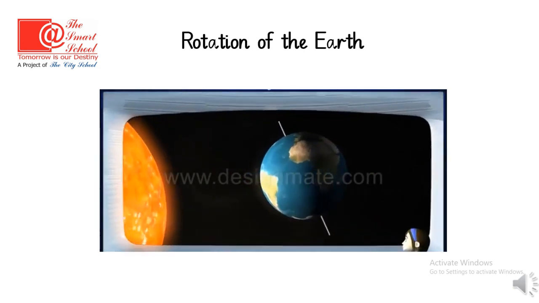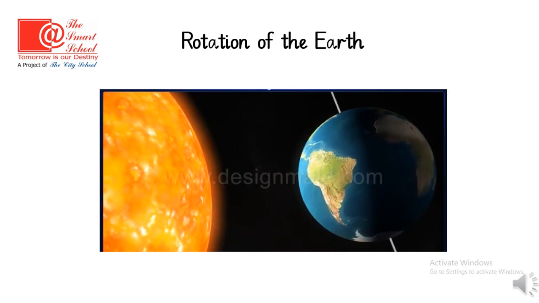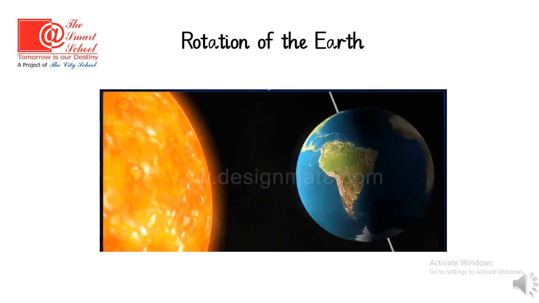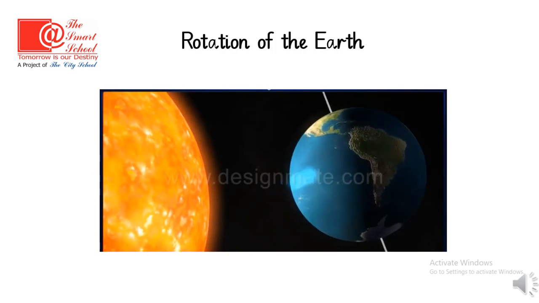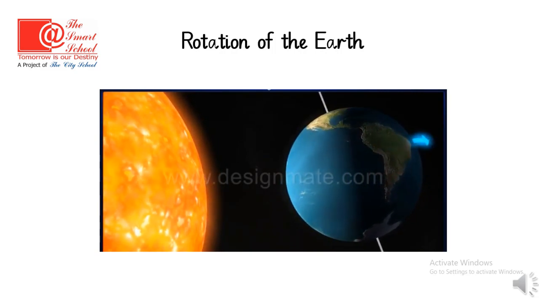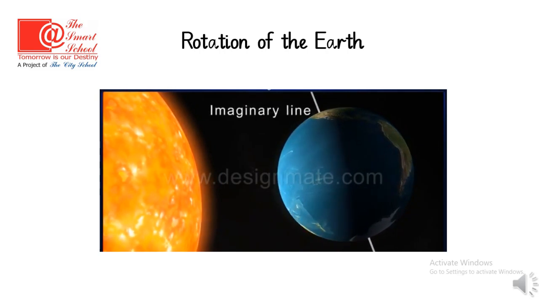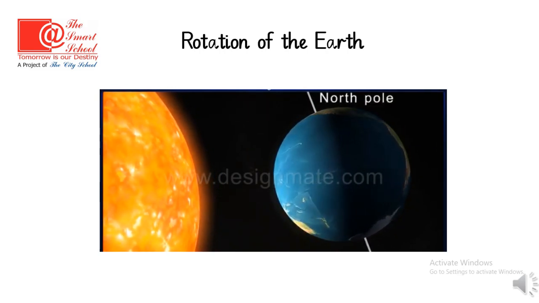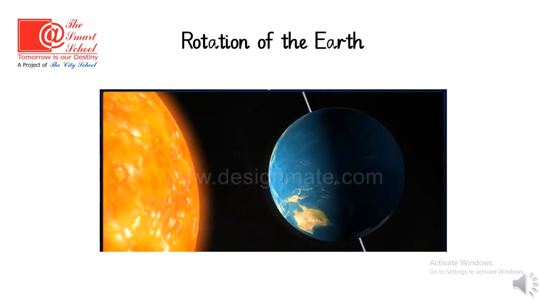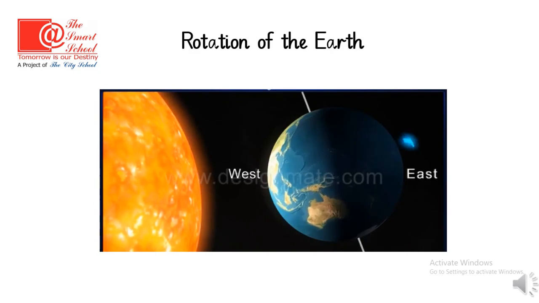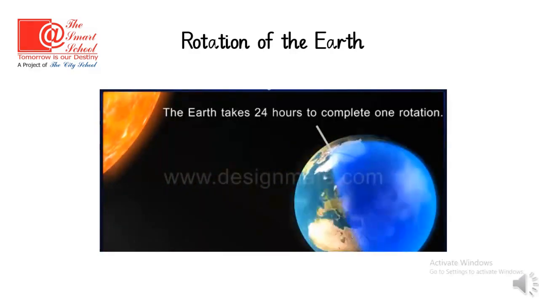Come, let us look at the position of the Earth with reference to the Sun to understand this phenomenon. The Sun is in a fixed position in the solar system. The Earth, as you know, constantly rotates on its own axis, which is an imaginary line that runs from the North Pole to the South Pole through the center of the Earth. This rotation is from west to east and takes 24 hours to complete.